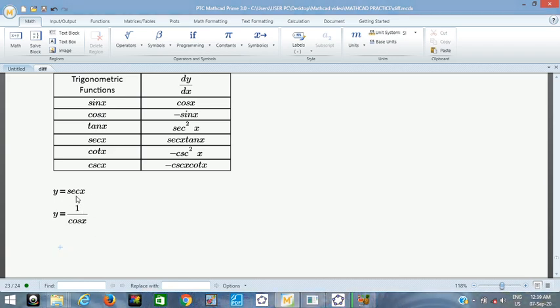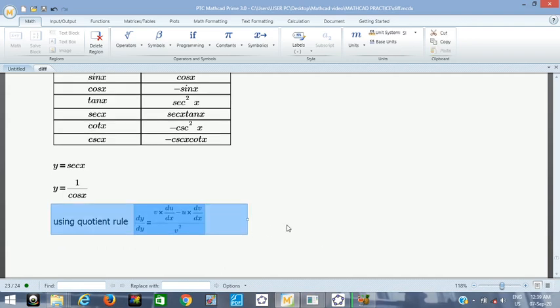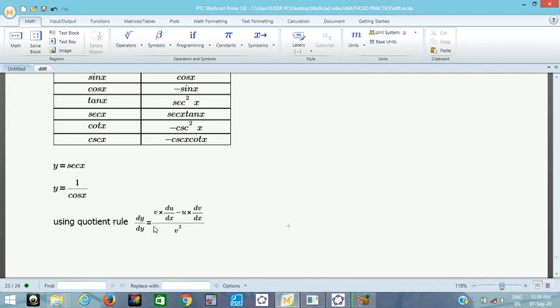So now that I've turned sec into 1 over cos x, what am I going to do? We are going to use the quotient rule. Don't forget this quotient rule is very important. This is the quotient rule, where the numerator is u and the denominator is v. The formula for dy dx is v times du dx minus u times dv dx, all over v squared. We used it when we were differentiating tan x, so we don't need to talk much about this.